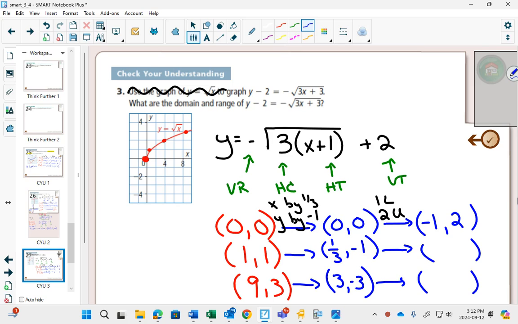1 to the left, what is 1 to the left of 1/3? Perfect. How do you subtract fractions? You need a common denominator, so it's really 1/3 minus 3 over 3, to get negative 2/3. And 2 up will get you to 1. And finally, 1 to the left is 2. And 2 up, negative 1.